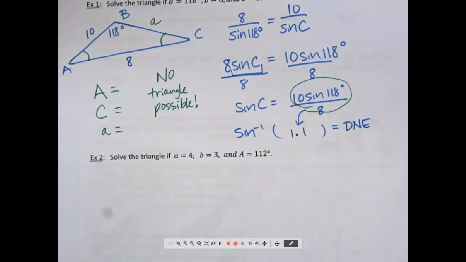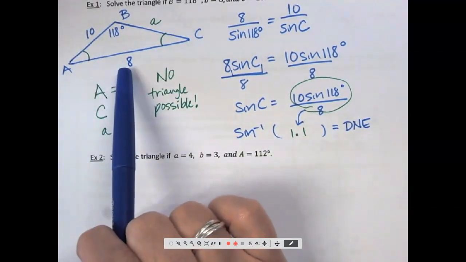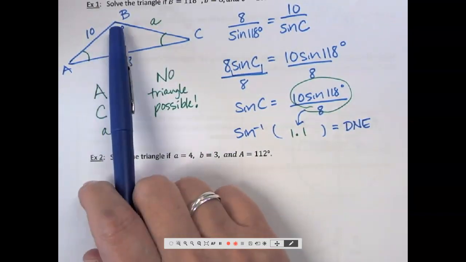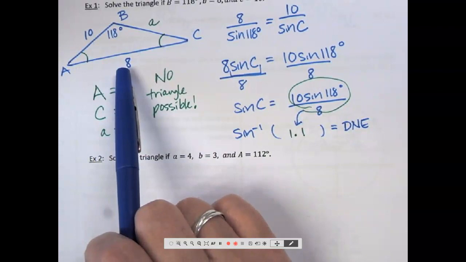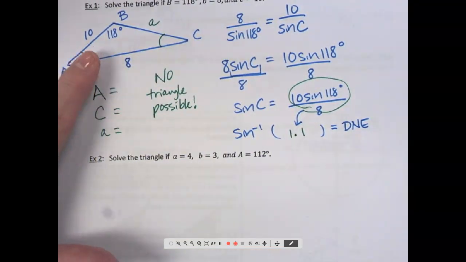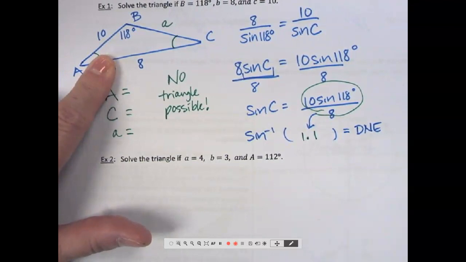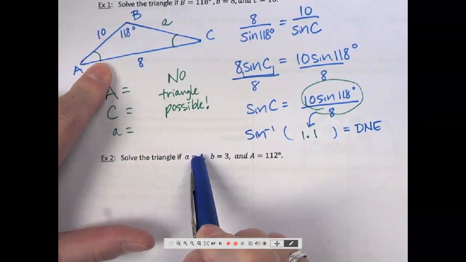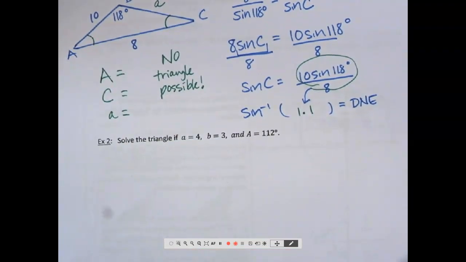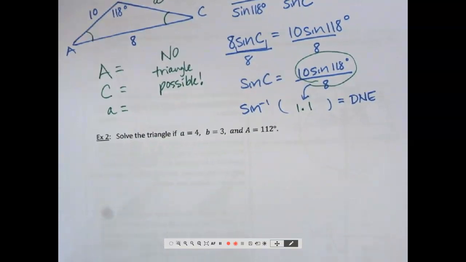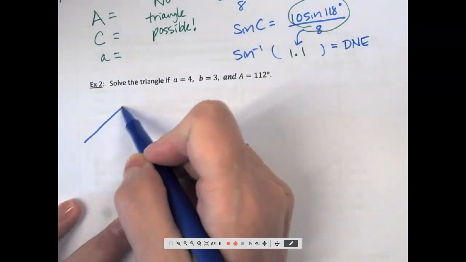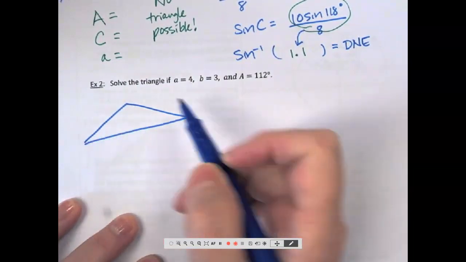Yes, so always check those ratios. 10 is longer than 8, but there's no way there's an angle bigger than 118. So clearly the biggest angle is not opposite the biggest side. So if you encounter a situation like that and it just doesn't make sense, then you're done. There's no triangle possible that fits that description. Okay? We're good? Any questions on that one? Okay, so let's look at the next one. Solve the triangle if a is 4, b is 3, and angle A is 112. It's another obtuse.